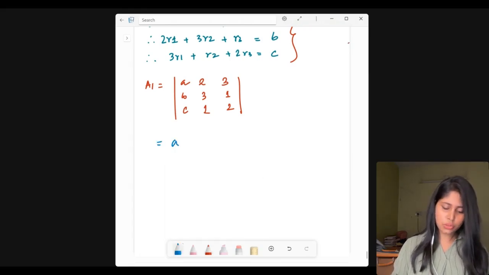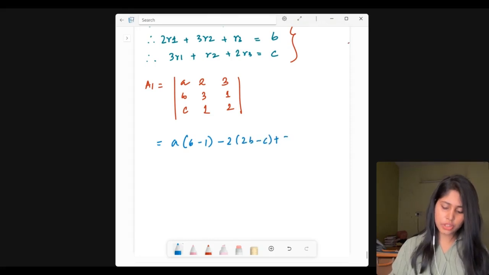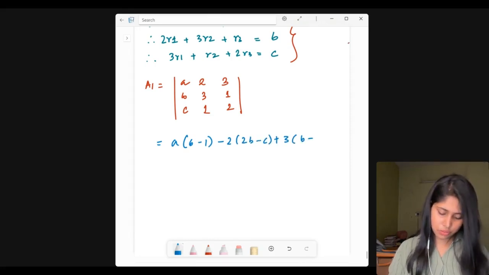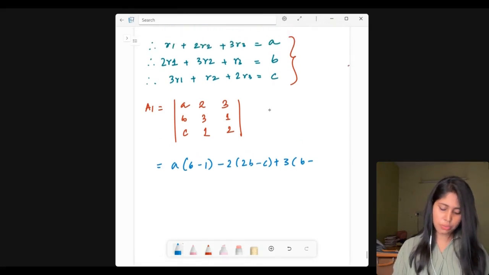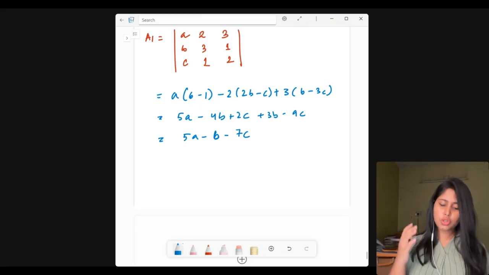So let us solve the determinant now, which is a into (6 minus 1) minus 2 into (2b minus c) plus 3 into (b minus 3c). So it is equal to 5a minus 4b plus 2c plus 3b minus 9c, which is equal to 5a minus b minus 7c. So this is what we get for A1. Now we will solve for A2 and next A3.